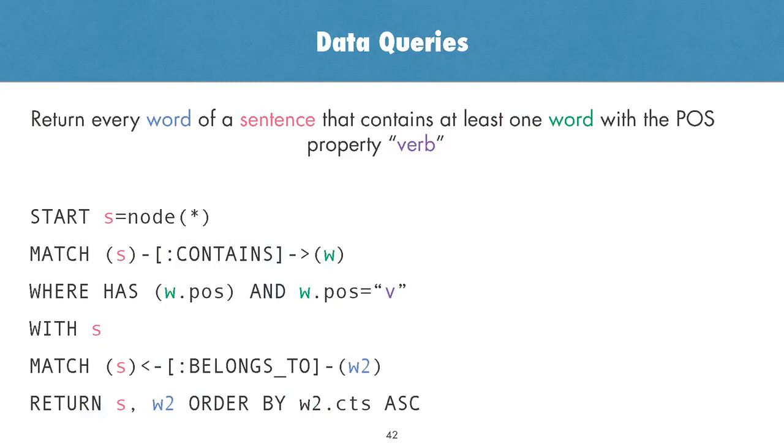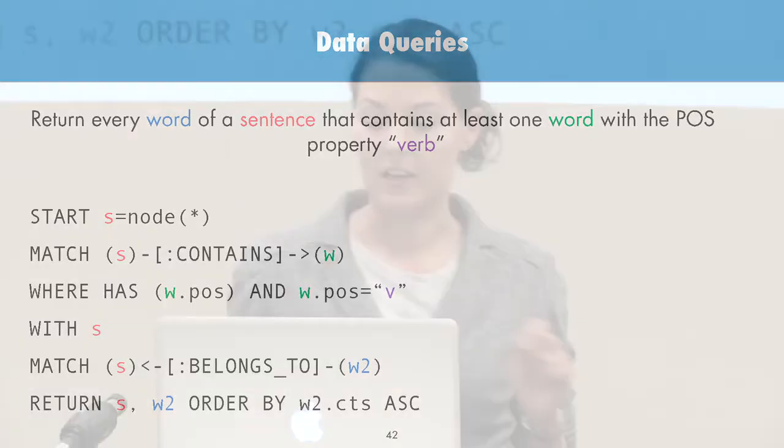If you want to make an aggregation, you have to use the with statement. In this example, I don't want to get back only every word that is a verb, but also the whole sentence that contains these words, so I have to match the first part of the query that contains maybe a verb with the second part of the query that returns every single word, because I want, of course, the whole sentence and not only the verbs.